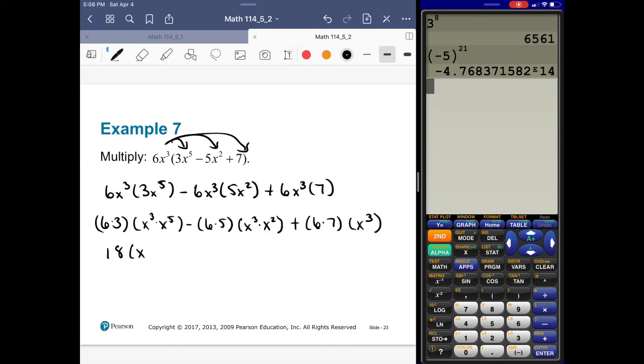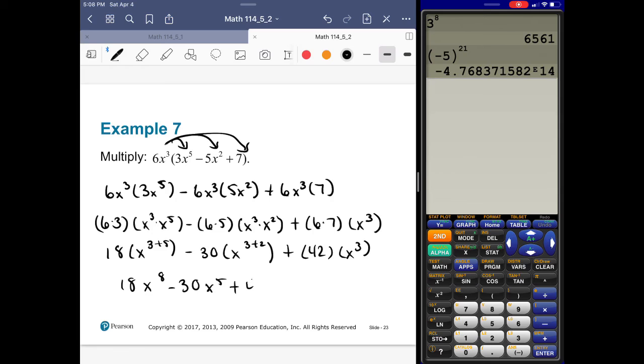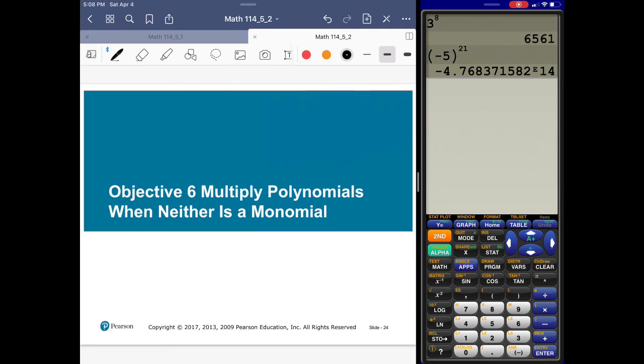6 times 3 is 18. Same base, that means the exponents are going to be adding, so it's going to be 3 plus 5. 6 times 5 is 30. Again, same base, means the exponents I'm going to be adding, plus 6 times 7 is 42. And that one stays. So I have 18x to the 8th minus 30x to the 5th plus 42x cubed.